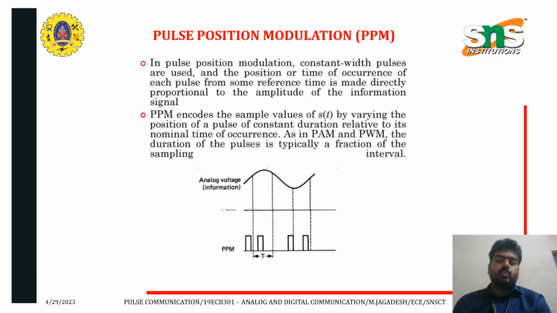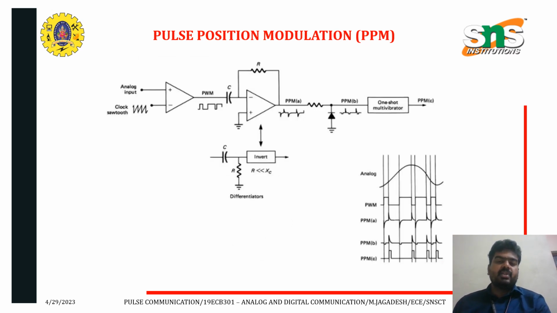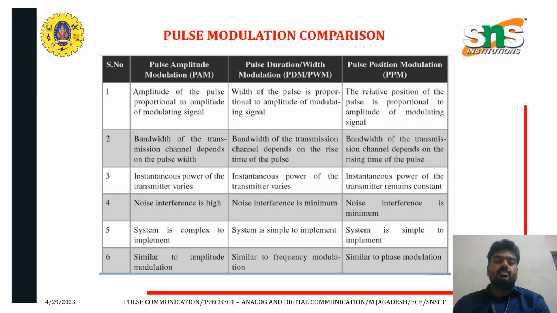And what is pulse position modulation? From the name itself you can understand that the position of the pulse will be varied according to the analog voltage, the information signal or the input signal. This is called PPM, and the corresponding circuit is given here. And this is the comparison. So we have seen three techniques under pulse communication, that is PAM, PWM, and PPM. The corresponding comparison is given here.